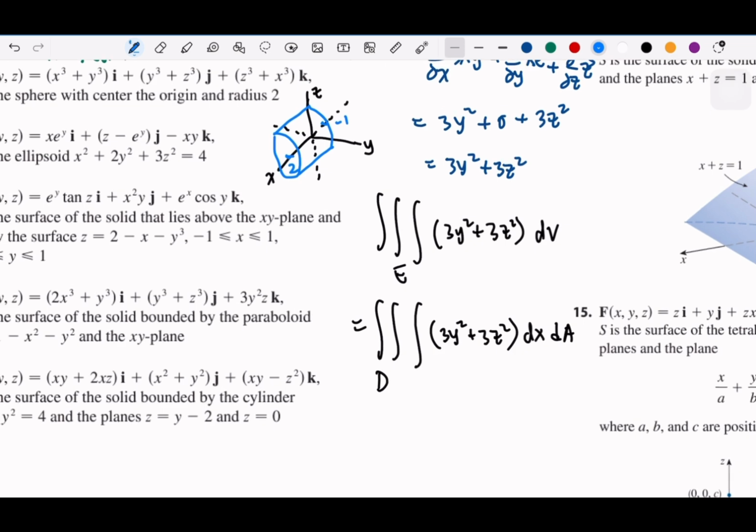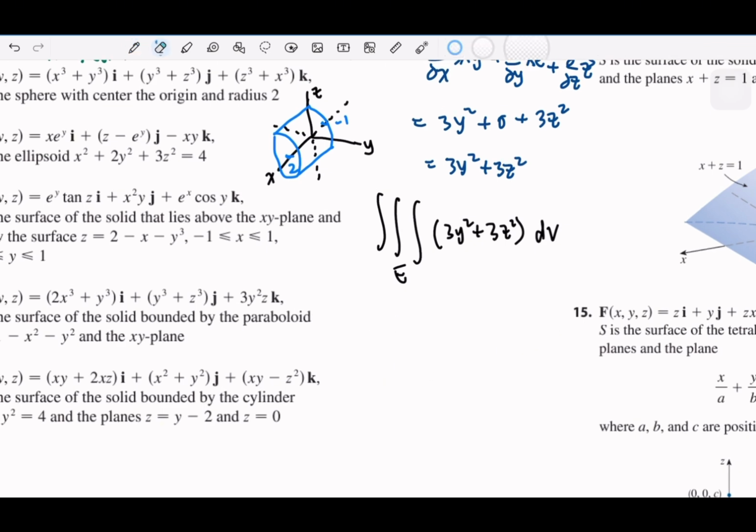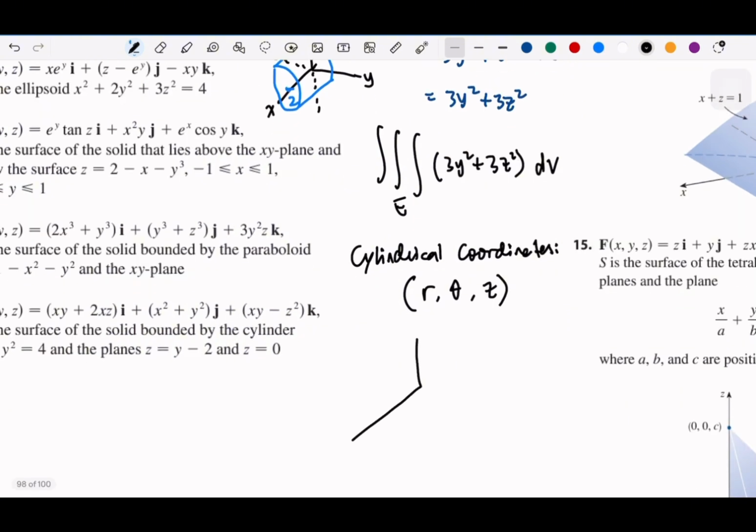Maybe let me just give you the cylindrical coordinates, in a very quick overview. So cylindrical coordinates: we will have coordinates r, theta, and z. Which means that we will have a circle here, which defines the polar. But for every point in the polar, we will have something on the height. So something like the cylinder here, we can define this point using r, theta, z.